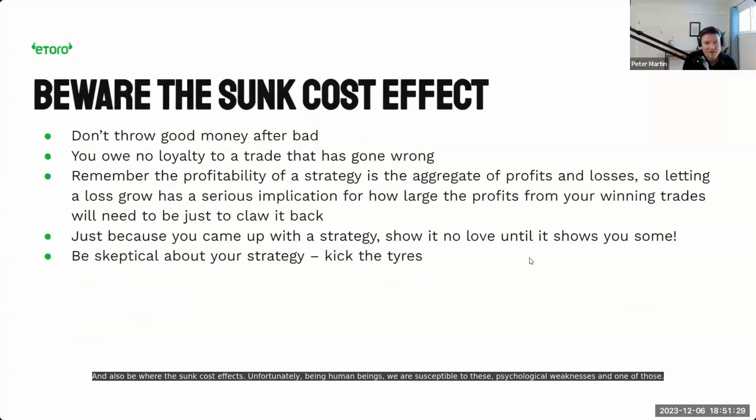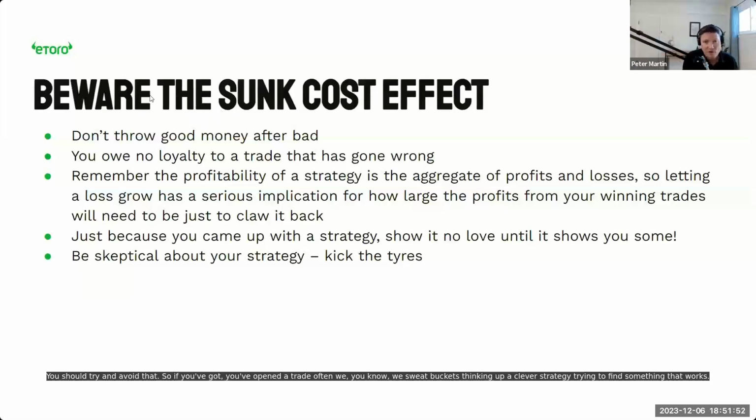And also beware the sunk cost effect. Unfortunately, being human beings, we are susceptible to these psychological weaknesses. And one of those psychological weaknesses is this thing called the sunk cost effect, the tendency that we have to want to throw good money after bad. You should try and avoid that.